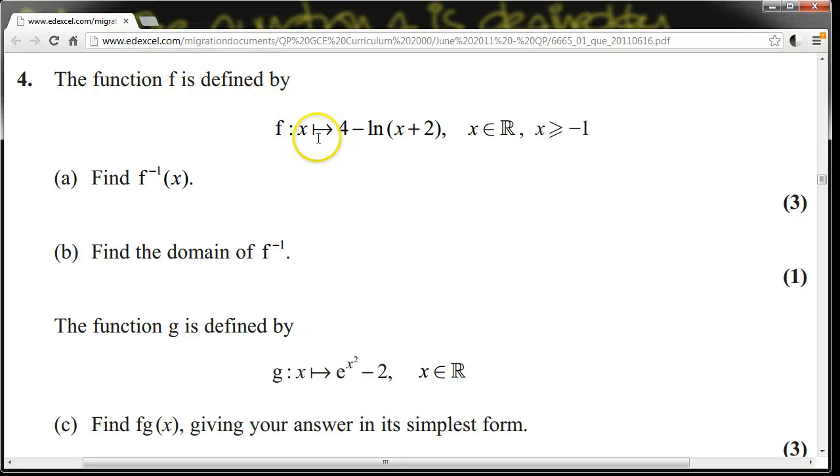The function f is defined by f with this definition, for x in the real number line such that x is bigger than or equal to -1. Find the inverse function of f. Find the domain of the inverse function of f.